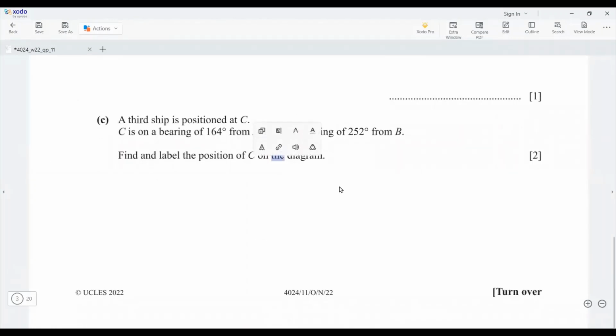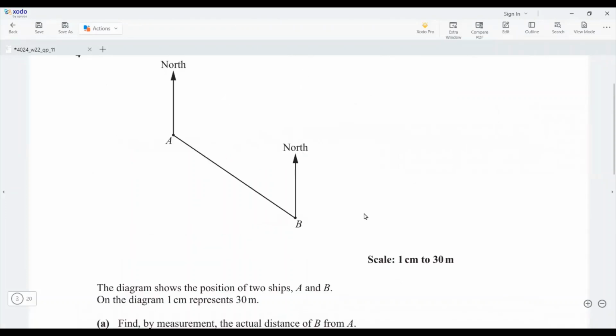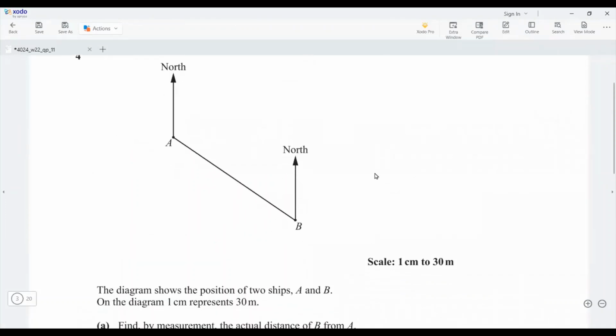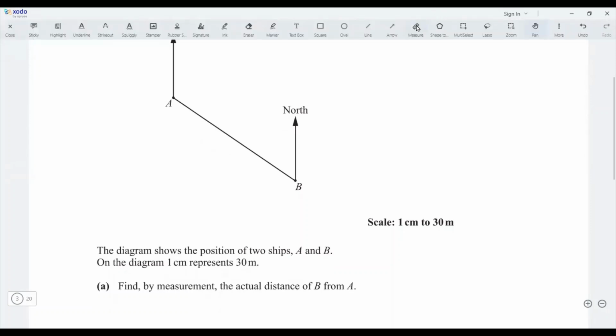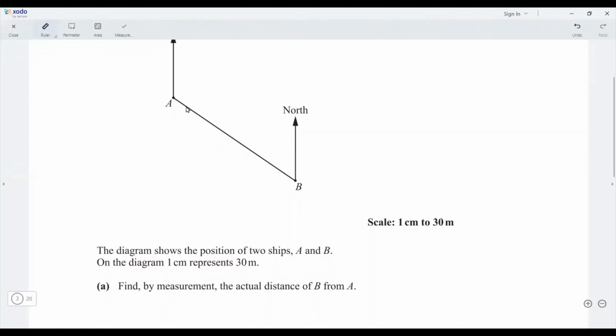So going quickly to the next question, question number 4. In question number 4, there is a question of bearing. So this means that point A and point B are given and the scale is also given. It means on the map, 1 centimeter is denoting 30 meters in actual. So what we have to do in part A is find the actual distance of B from A. For finding the actual distance, we have to calculate the distance on the map for that particular line AB that is shown on the map. So we are quickly doing it through the ruler.